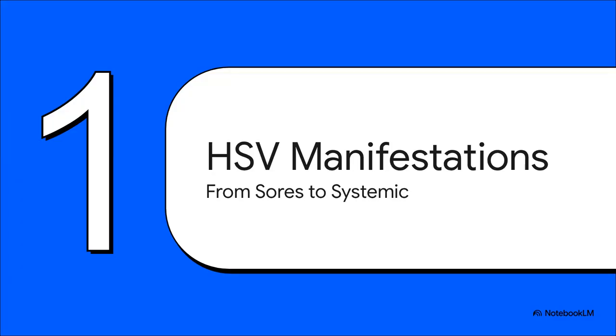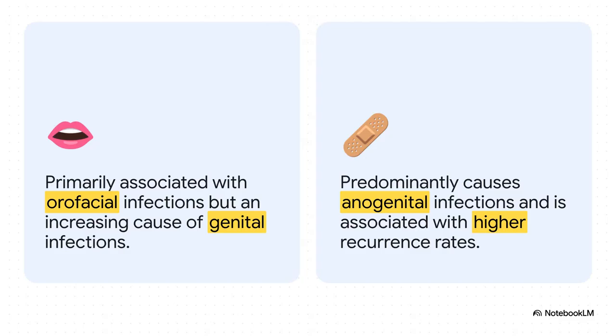This is where you first start to see just how complex HSV really is, because the spectrum of disease it can cause is, frankly, enormous. Okay, so there are 2 main types you need to know, HSV-1 and HSV-2. The classic textbook distinction is that HSV-1 causes infections around the mouth, orofacial, and HSV-2 causes anogenital infections. But, and this is a big but, that distinction is getting blurrier and blurrier. Both types can infect either location.